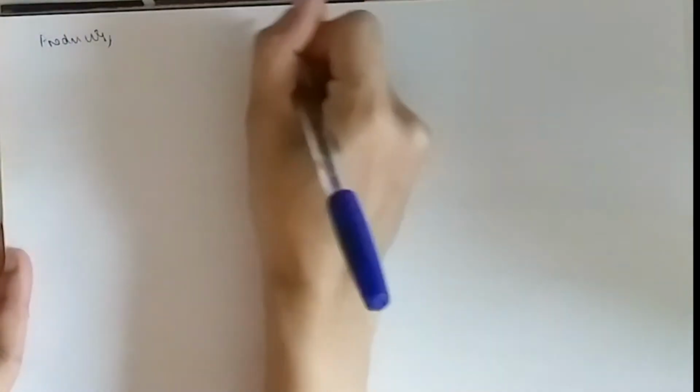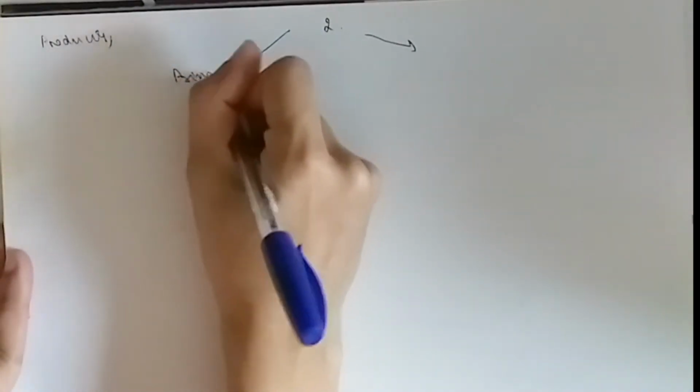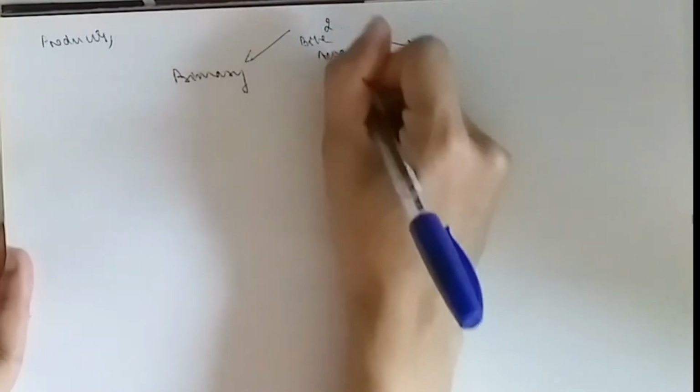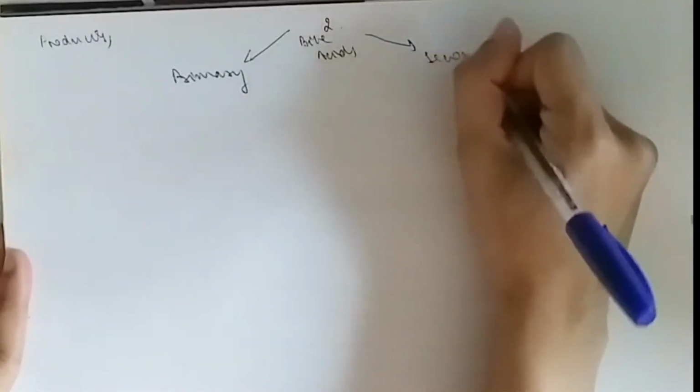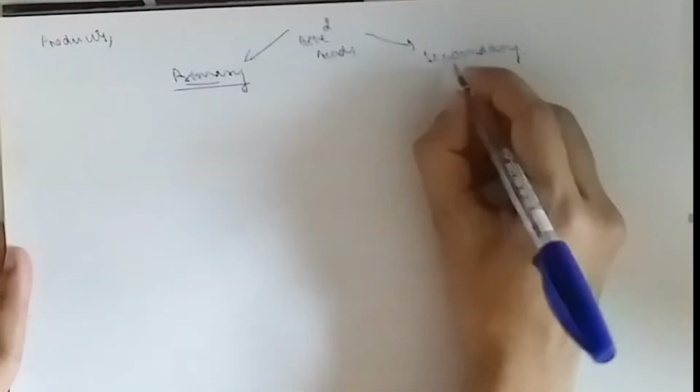Moving on to the products. So products are bile acids mainly. There are two types of bile acids, primary and secondary. The primary ones are synthesized by the liver cells, and the secondary ones are formed by the action of intestinal bacteria on the primary.